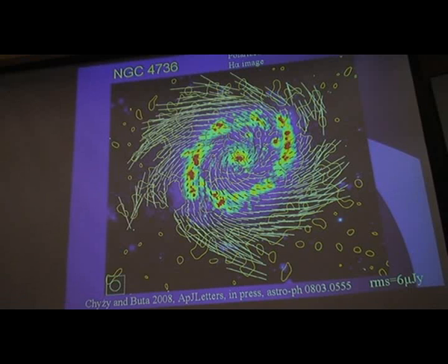Chris, sorry, but your beam size is comparable to the width of this ring, right? Well, yes, this is about 200 parsec. The ring, I think, is a bit like that, but comparable.